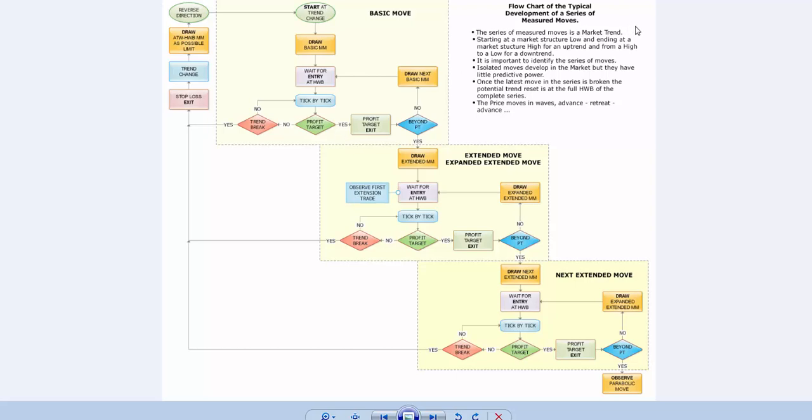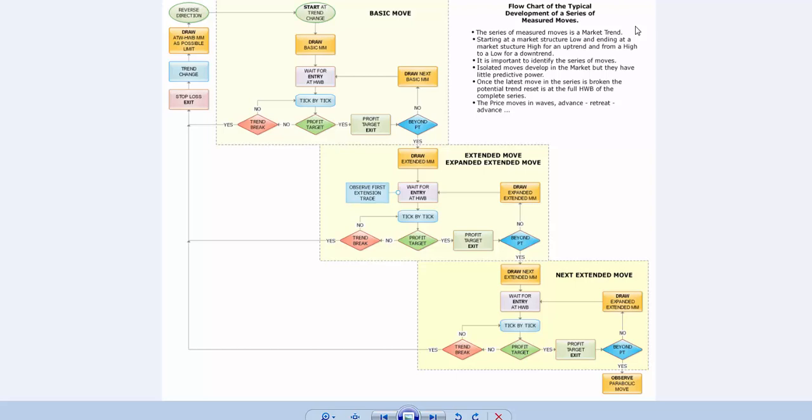The series of measured moves is the market trend, starting at the market structure low and ending at a market structure high for an uptrend, and vice versa from a high to low for a downtrend. It is important to identify the series of moves that is currently in play. Isolated moves by themselves do develop in markets, but they don't have any predictive power. Once the latest move in a series is broken, the potential trend reset is at the full halfway back of the complete series. And we're going to go over this here.